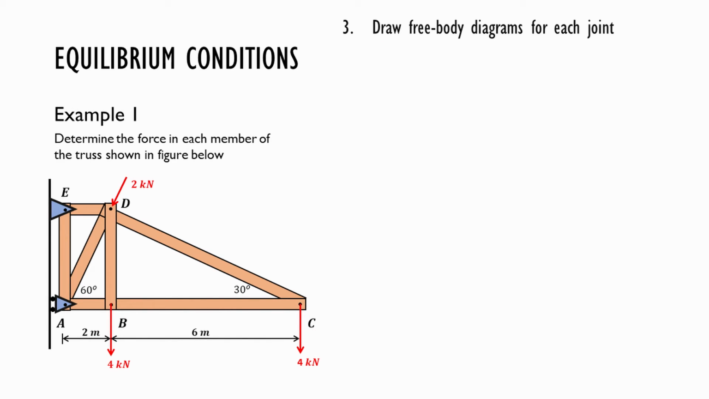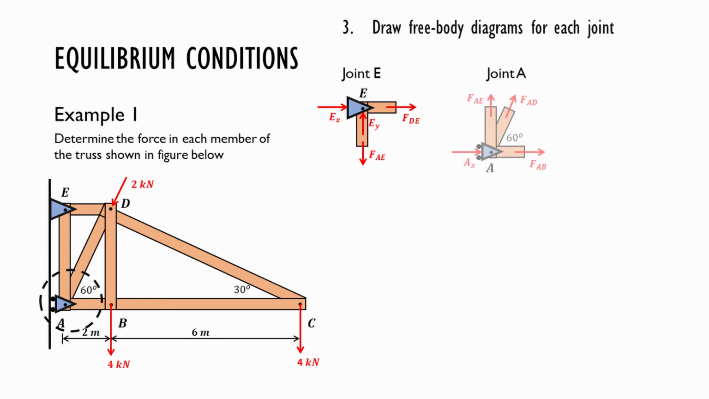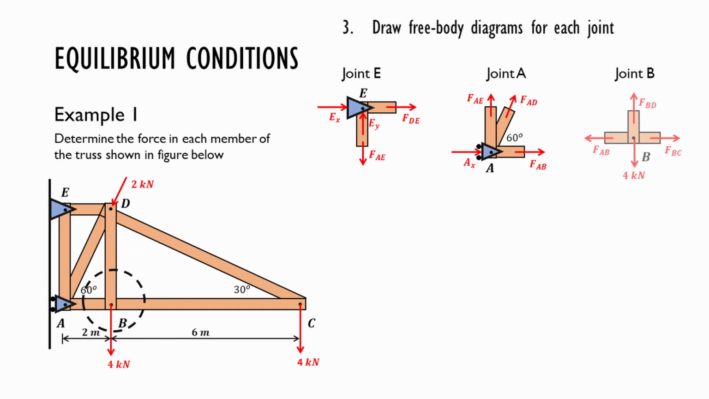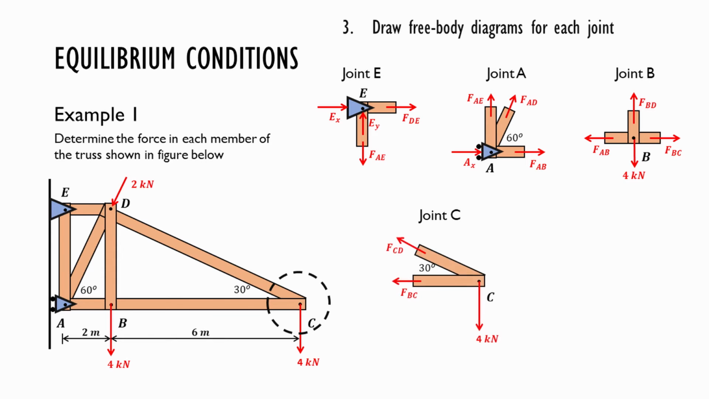Draw free body diagrams for each joint. Here we have joint A, B, C, D, and E. We should always start with the joint that has the most reaction forces. So let me start drawing the free body diagram for joint E. Then draw a free body diagram for joint A. Next, we draw a free body diagram for joint B. Then we draw a free body diagram for joint C. Lastly, we draw a free body diagram for joint D.